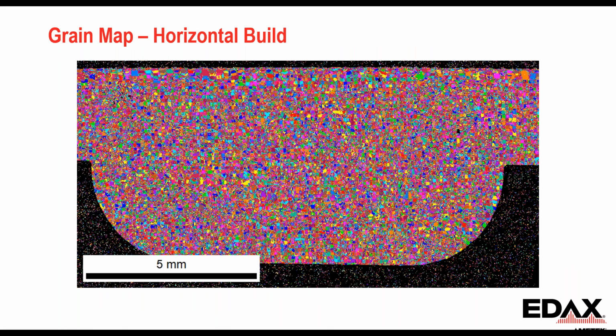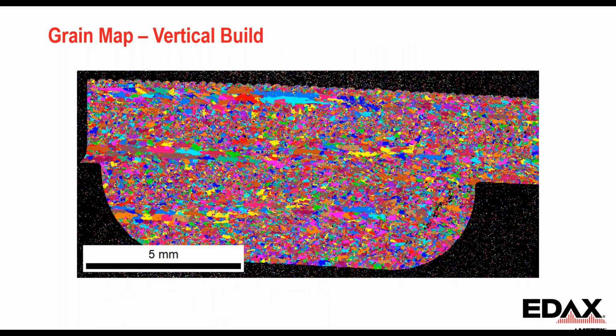So this is the grain map for the horizontal build. This is the grain map for the vertical build, and you can see that the grain shapes start to be a lot different in the different build directions. And this is a two-dimensional example, but with these additively manufactured materials, this is an active area of research.